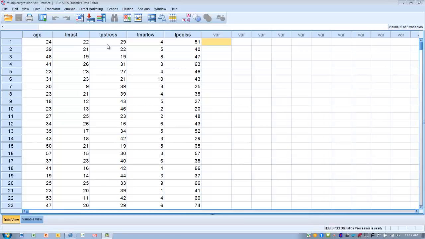And so for our predictor variables, we're going to use measures of control. In other words, how strongly someone feels they're in control of their emotions and their feelings. And we're going to use the measure called T-MAST, which is a measure of someone's mastery, that they feel they have perceived control over events and circumstances. So how well they feel they can control things. So that'll be one of our predictor variables. And then the other predictor variable will be the perceived control of internal states, which is this TPCOISS.